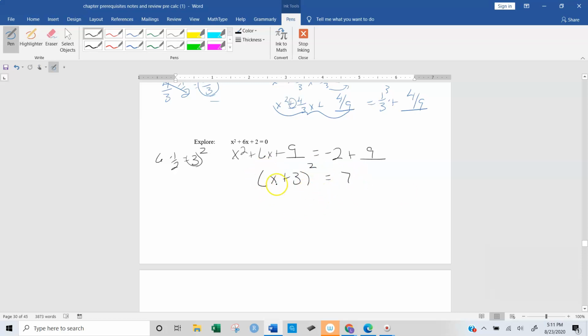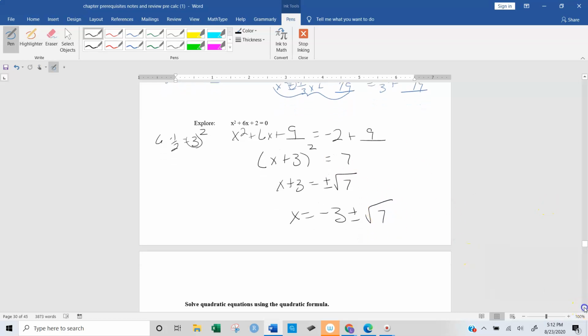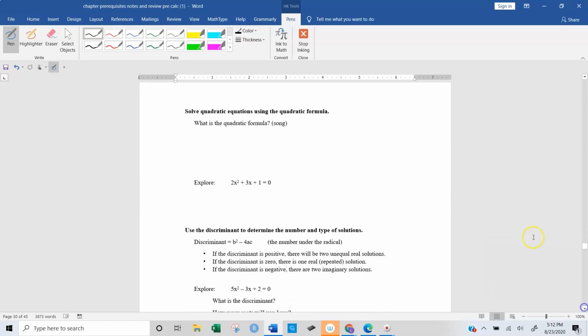So now we've got to solve this. So we take the square root of both sides. So x plus 3 equals plus or minus, don't forget that, the square root of 7. I have to subtract the 3 over. So it's minus 3 plus or minus the square root of 7. Well done.